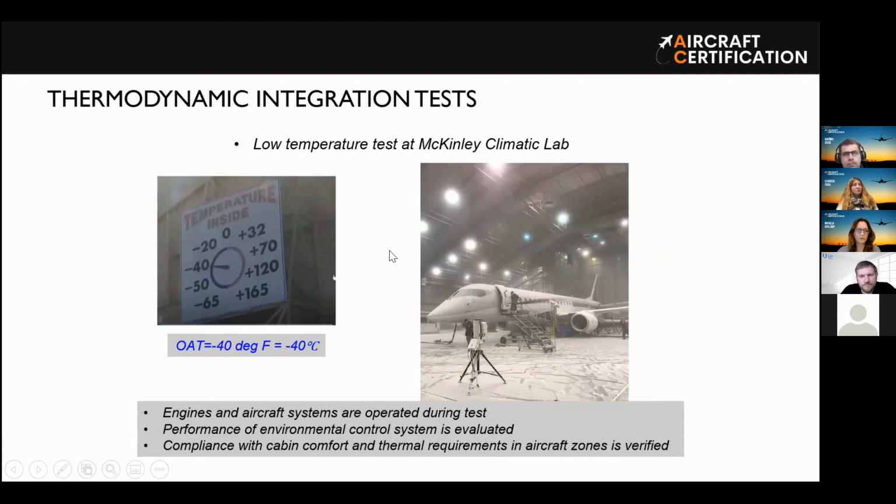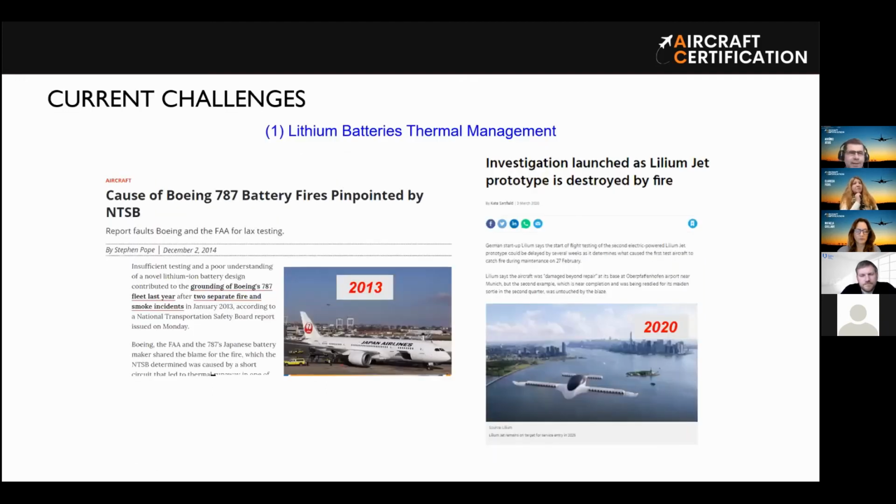And now, just talking very briefly about the challenges for the thermodynamics engineers. One of them, which we just mentioned when we talked about safety, is lithium battery thermal management. It's interesting that there was a very famous fire in a battery in the 787 in 2013. And last year there was this Beriev prototype that also had a fire in the battery in 2020. So you can see that this is still a problem.